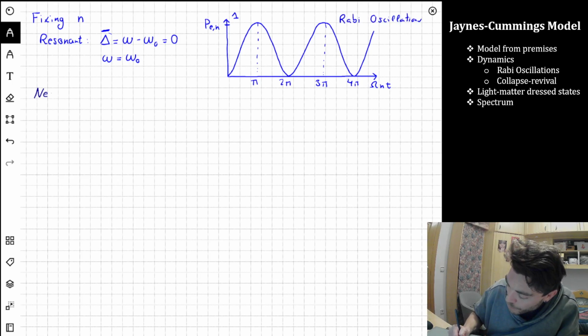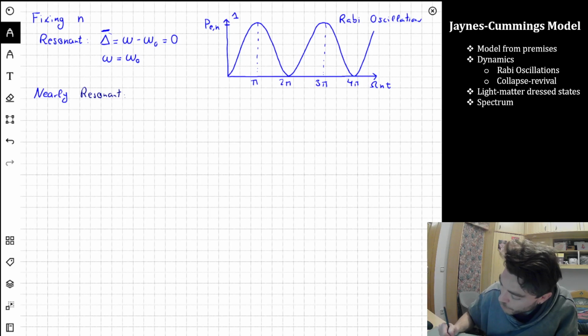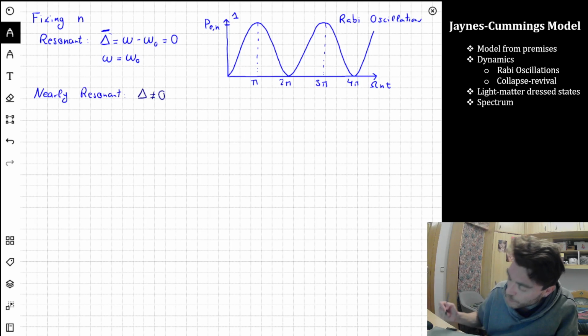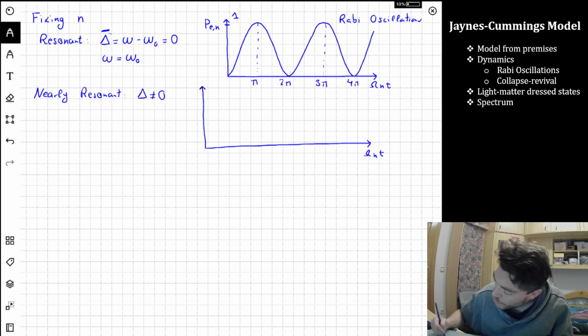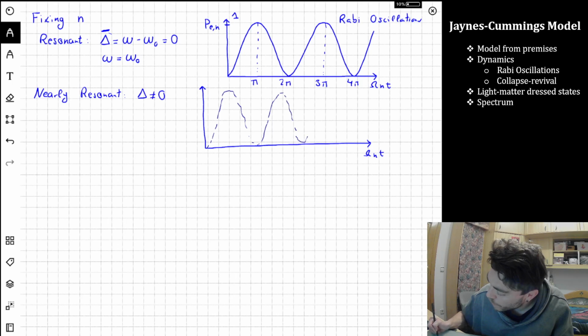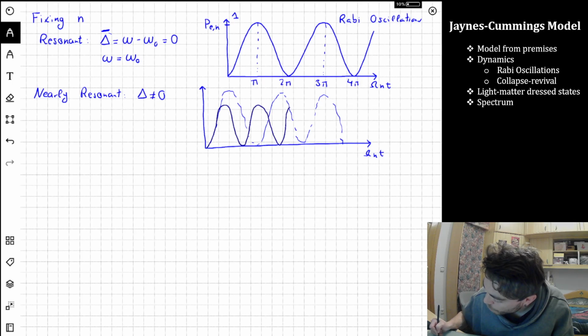And then in the nearly resonant case, as in the semi-classical model, we have a similar behavior. Now the detuning delta is not equal to 0, but is close, let's say, to the atomic transition. We discussed also in the videos from before why it should be close. And now, if before we had these Rabi oscillations perfectly well seen, now we would have faster oscillations depending on the value of the detuning and with a smaller amplitude.